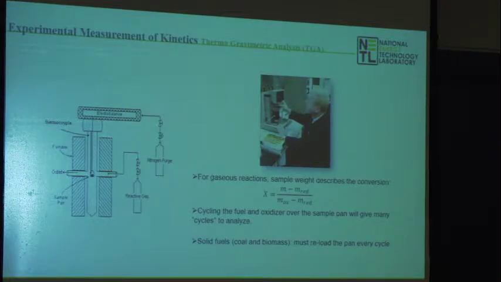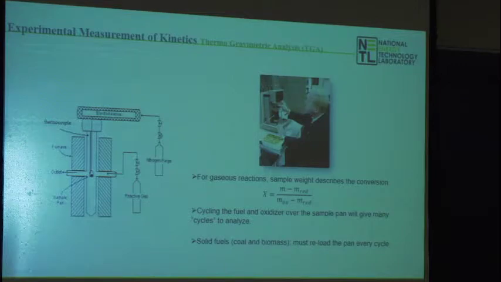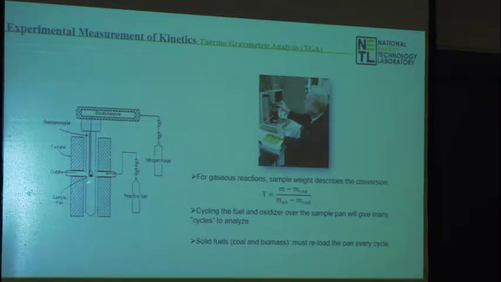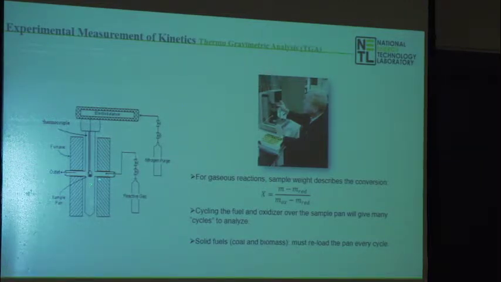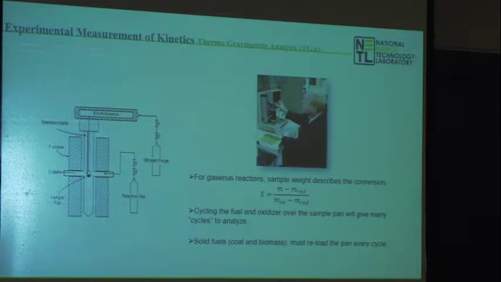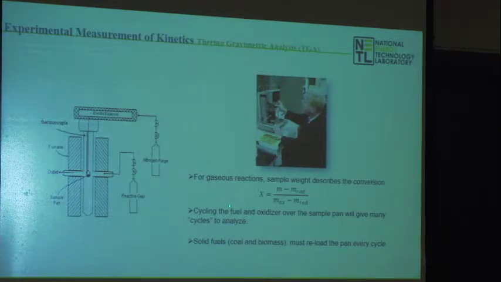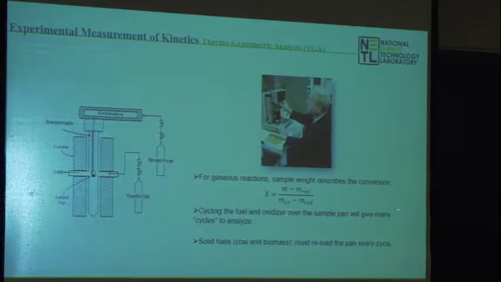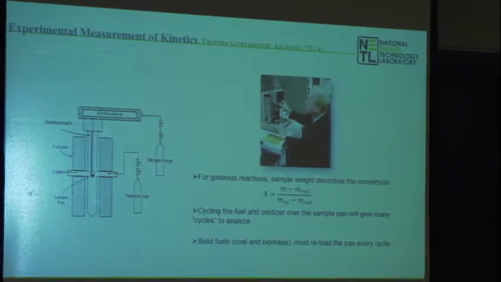So for solid systems, it's always a challenge to get kinetic rates. There's a lot of complications, but the easiest way to get those rates is to put the material into a thermogravimetric analyzer, or TGA. So you load the material onto the pan, and it's actually measured as a balance, run it at temperature, put the reacting gases over it, and then measure the conversion, just as we described it a couple slides back here. If you have a gaseous fuel, you can just cycle the fuel or oxidize over the sample pan, and you get a whole bunch of cycles to analyze.